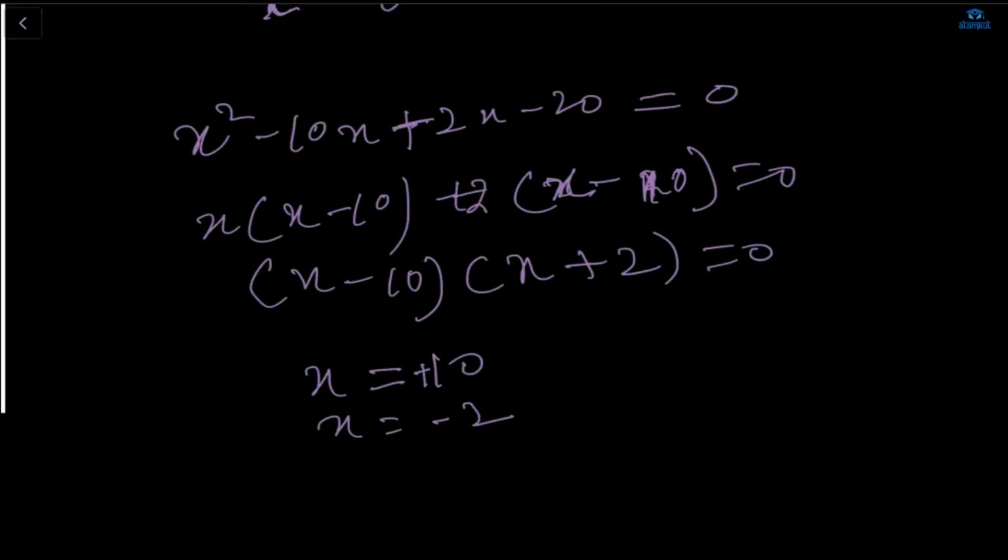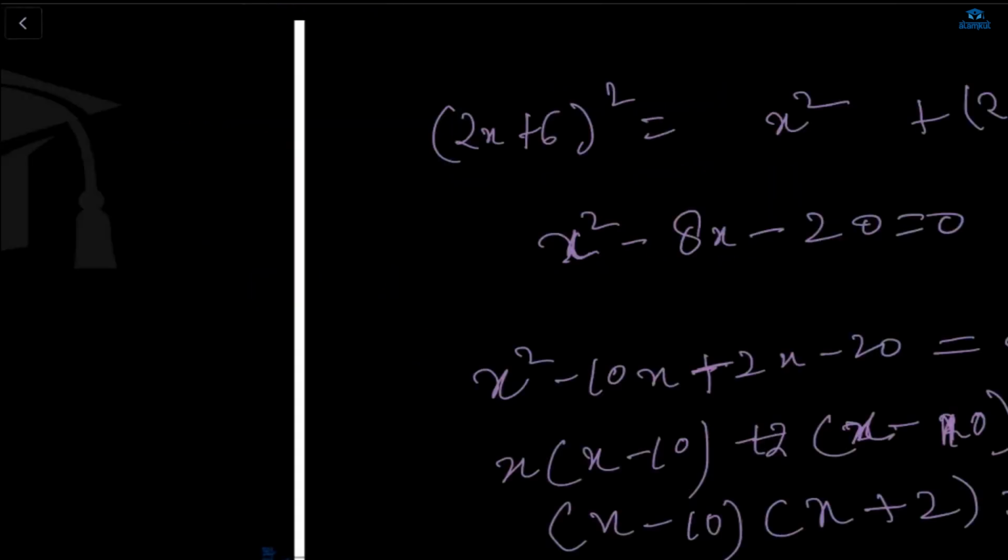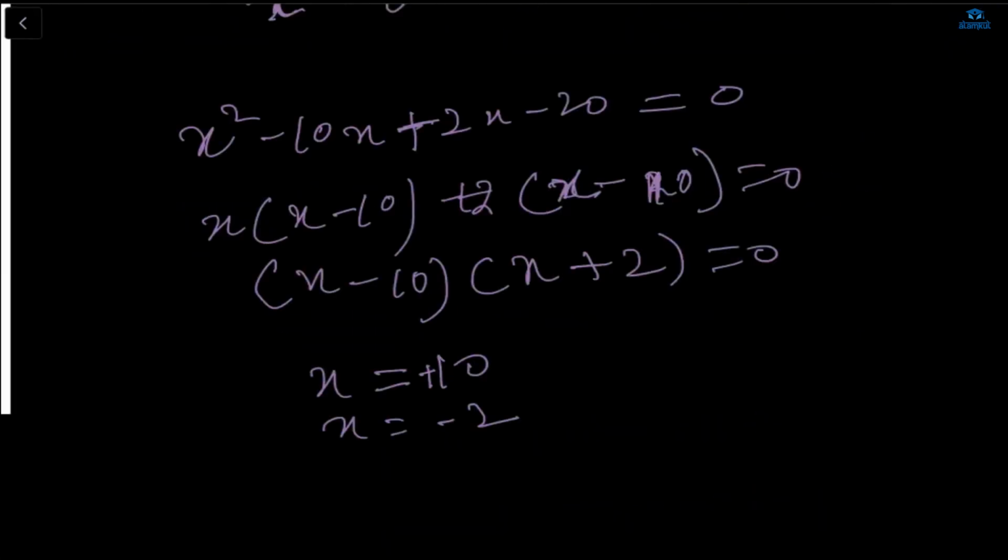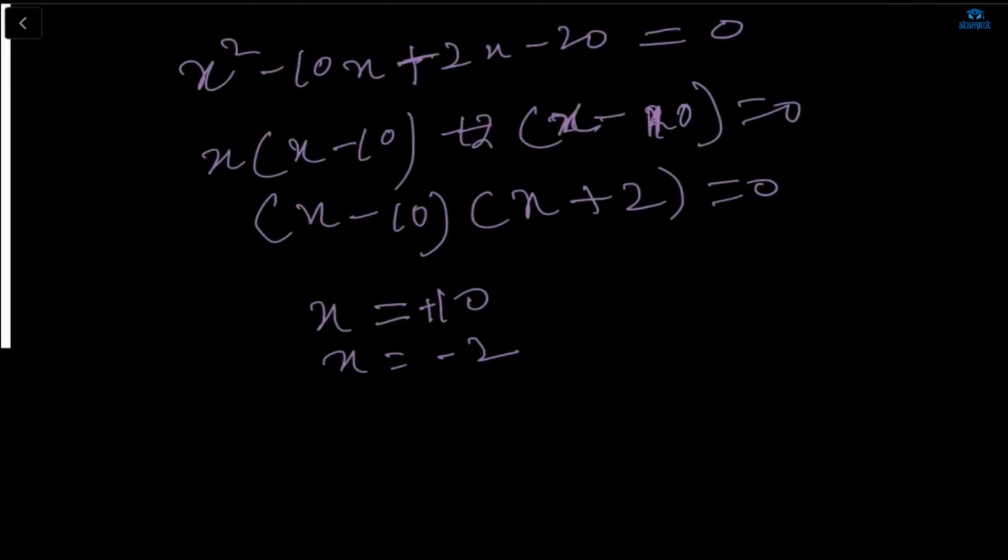So which value is going to suit here? Which value will work according to the question? We will take x equal to 10. Yes, and why not minus 2? Because x cannot be negative. Why can x not be negative? x can be any value. Just think about what you are saying. x can be negative, why not? The side of a triangle cannot be negative.